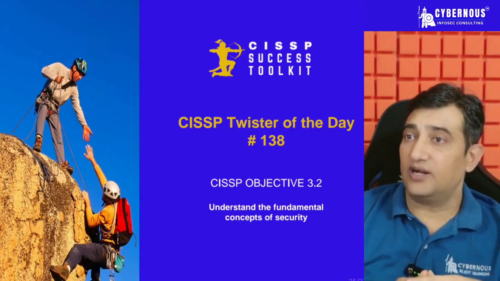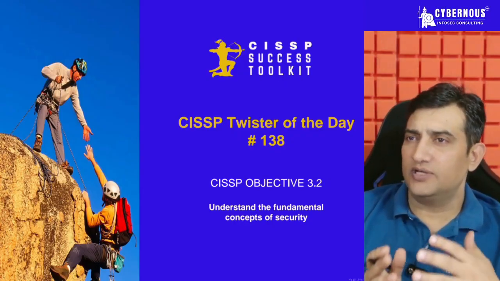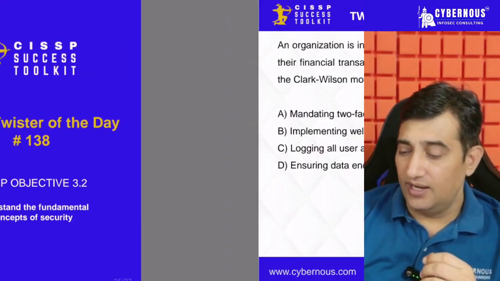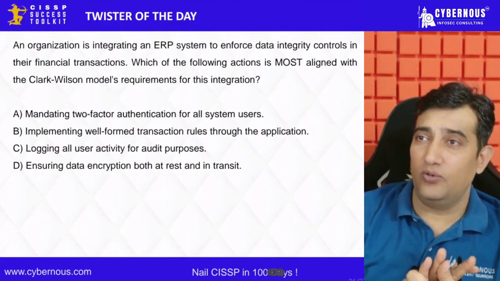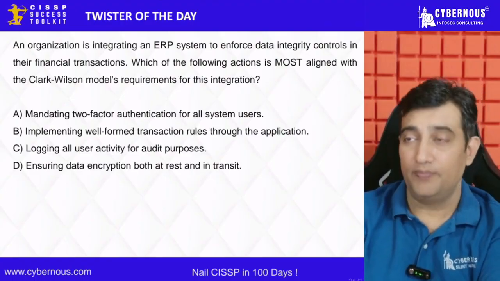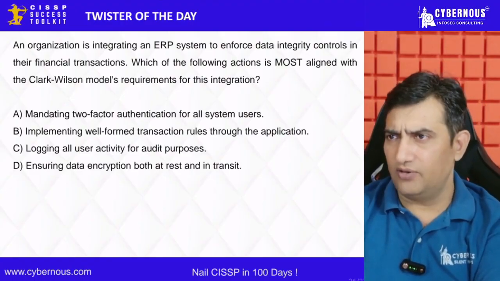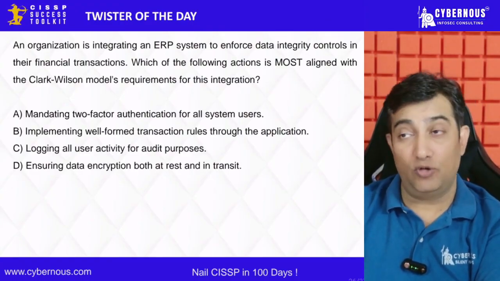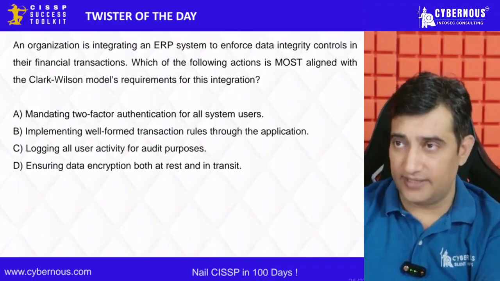Let's get into this particular twister which has been picked up from the CISSP objective number 3.2, which is understanding the fundamental concept of security models. In this one, we are going to talk about a particular question from the Clark-Wilson model. Feel free to pause this video and I'm going to explain it in the next 10 seconds.